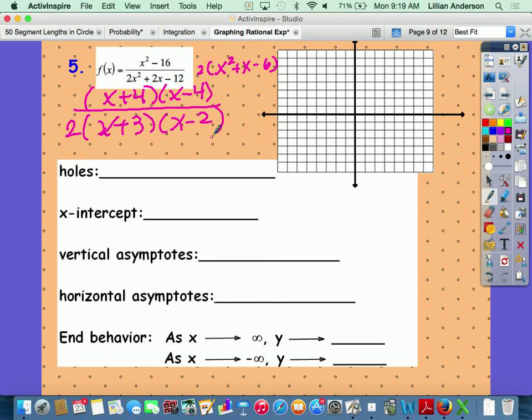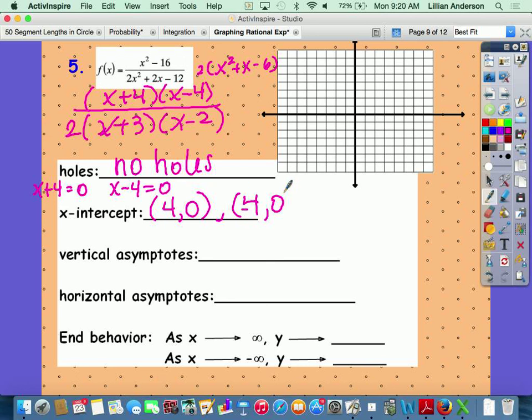Now the reason why this is a little bit different is because I have a 2 and I can't cancel anything out. Okay? So I have no holes because nothing cancels out. And unlike the other ones where I only have one x-intercept, how many am I going to have here? 2. Because it's when you set your numerator equals 0. That means I have to set both factors, x plus 4 and x minus 4 equals 0. So I have 2 x-intercepts, not 1 like the last time, okay? So I have an x-intercept where? So 4 is 0 and negative 4 is 0, because I basically solve for x.